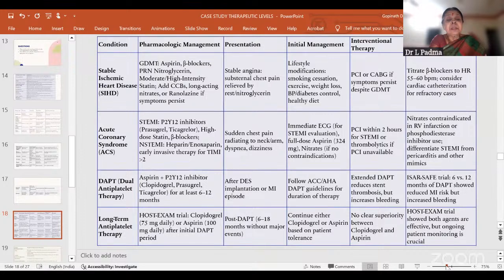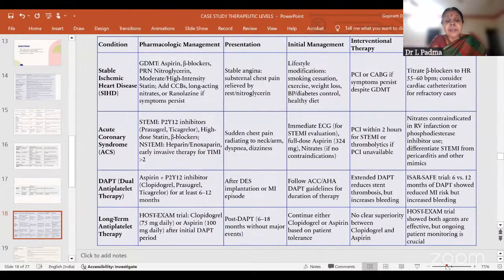And in stable IHD, as I told you before, apart from those drugs, we will use aspirin as well as statins. Long-acting calcium channel blockers are added, like amlodipine. Nitrates, if the patient has any exertional angina, and ranolazine is a metabolic modulator. If it is not sufficient with these, then we add ranolazine. Otherwise, we do not add either ranolazine or trimetazidine. And dual antiplatelet therapy for about a year, and later on you cut down to a single drug.